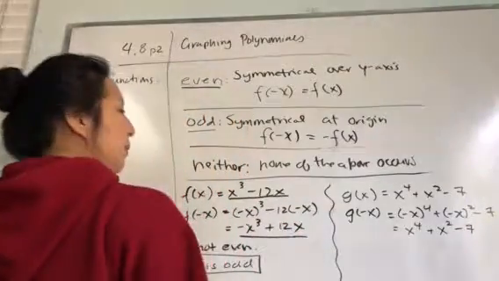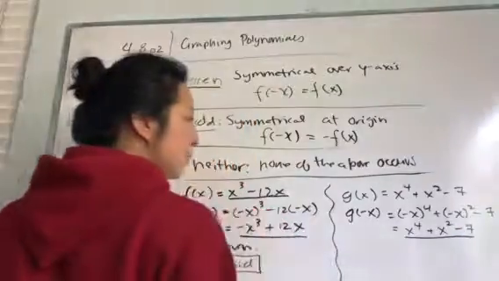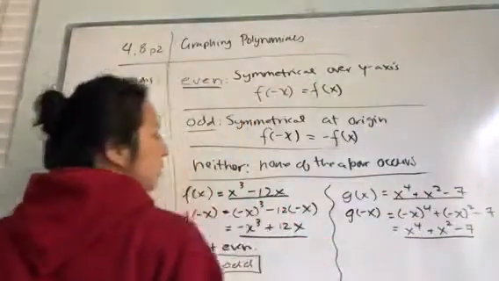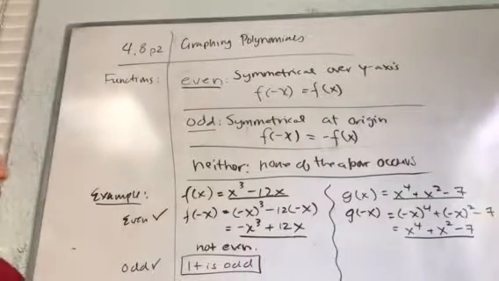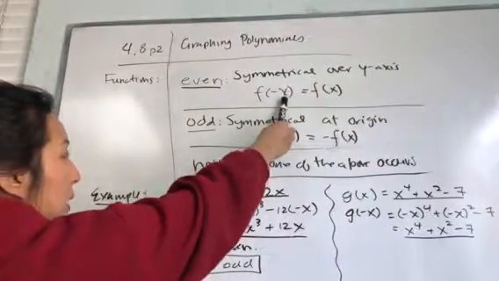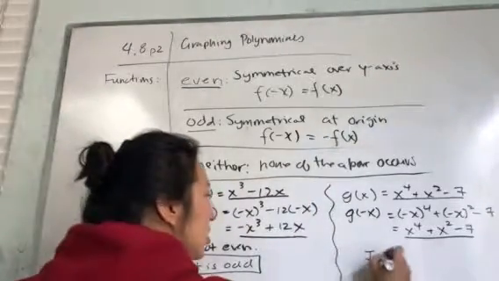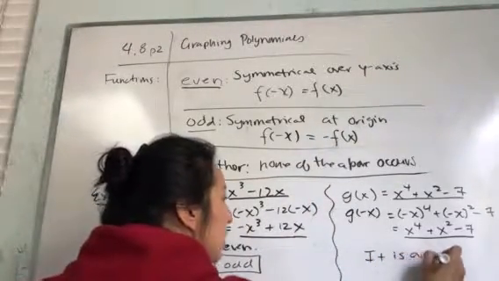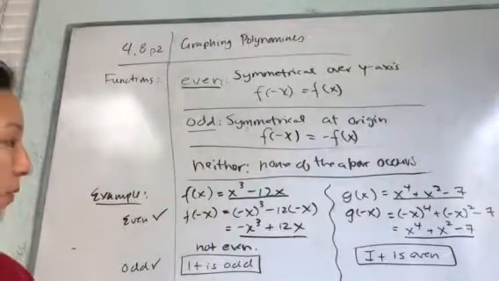Okay, so I'm going to stand back a second and say, wait, if I plug in negative x, I end up with this, and this was my original g of x. So it looks like they're the same. And so if I plug in negative x and I get the original, then it is an even function. All right, and I don't need to go any further.